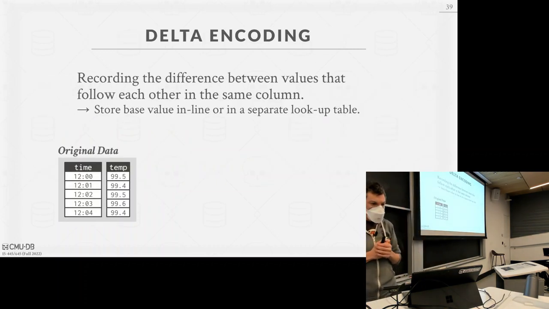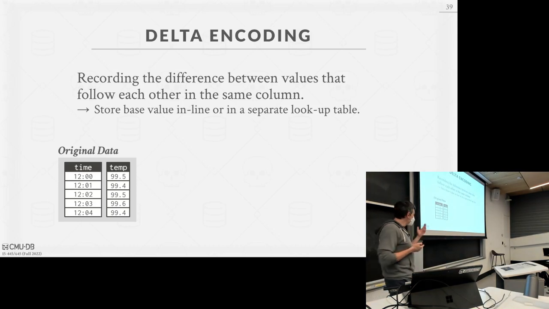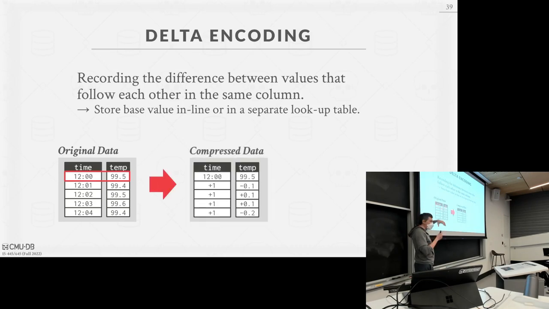All right, delta encoding. The idea here is that we're going to record the difference between values that follow one after another in a single column. Think of an example like a time series data set where every minute we're getting the temperature outside. The first value here we store in its entirety, because we always need the base value that our deltas are derived from. Then for the time field, we just store a plus one to say we're going forward in time from the previous value. The same thing for the temperature: we just have a delta from one temperature to the next.